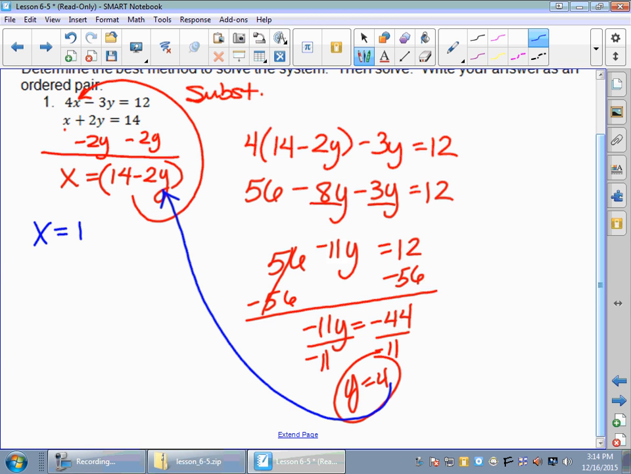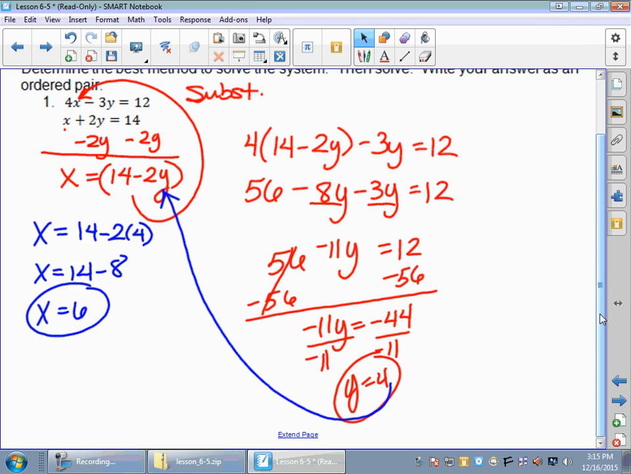X is equal to 14 minus 2 times 4. X is equal to 14 minus 8. X is equal to 6. And so my solution is the ordered pair 6, 4.